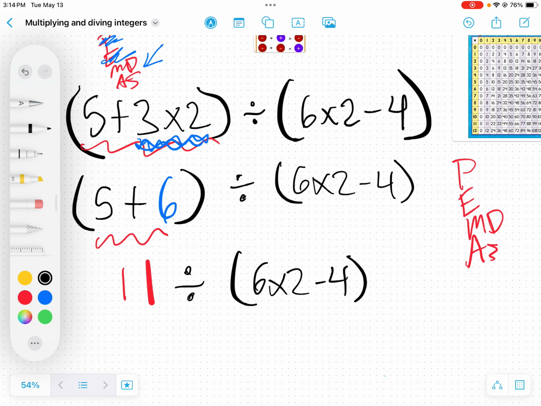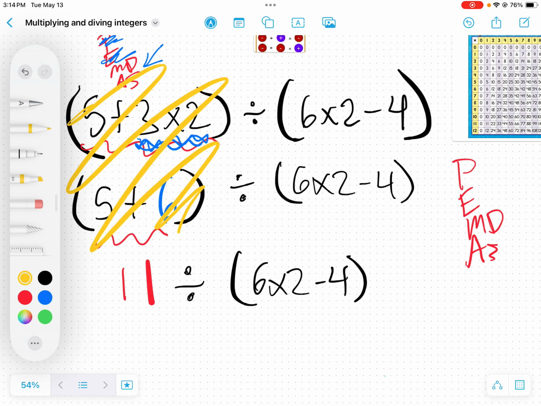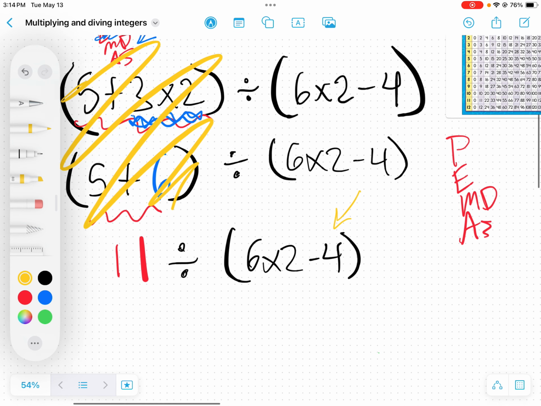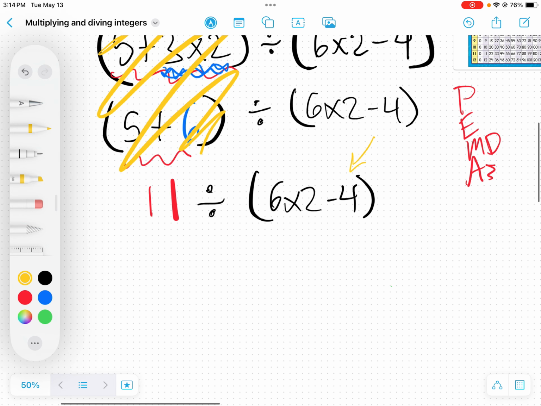Now we can go ahead and do the second set of parentheses. So now that I'm done solving the whole first set of parentheses, I can do the second set. From here, again, we need to do PEMDAS inside the parentheses. I don't have any more parentheses in there. I don't have any exponents. I do have multiplying and dividing, so we're going to do that first.